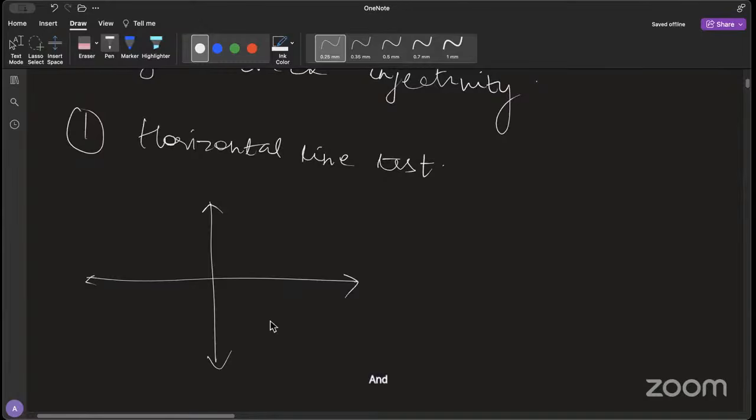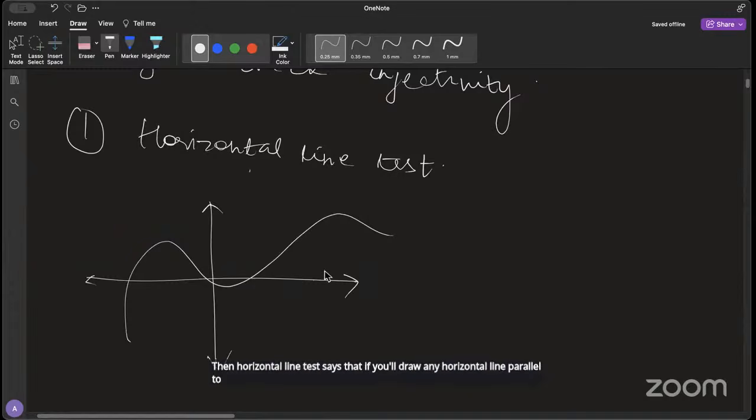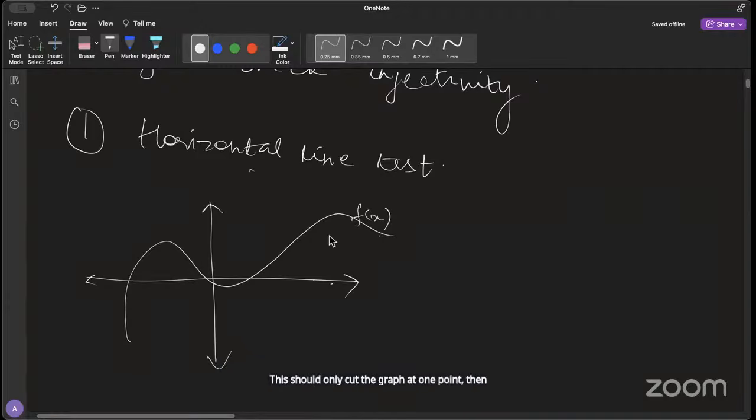And you will be able to identify by their graph only whether they're one-one or not. So what's the test for a graph? If your graph is, let's say this, then the horizontal line test says that if you draw any horizontal line, by horizontal line we mean a line parallel to your x-axis, that line should only cross this graph, let's say this is the graph of f(x), at one point. Then I'll say that it's a one-one function.